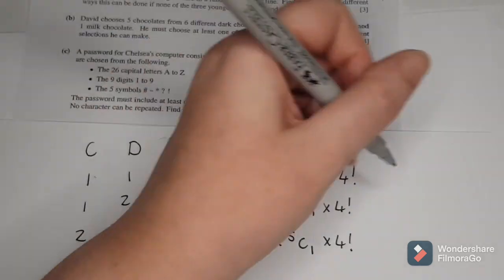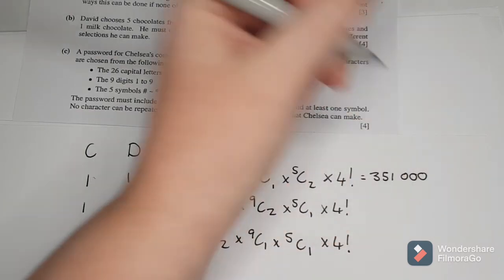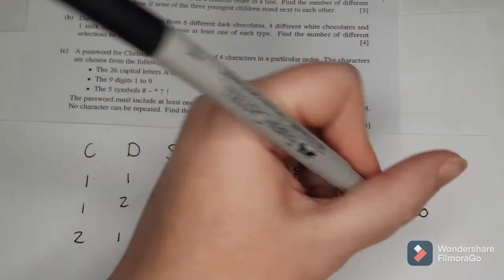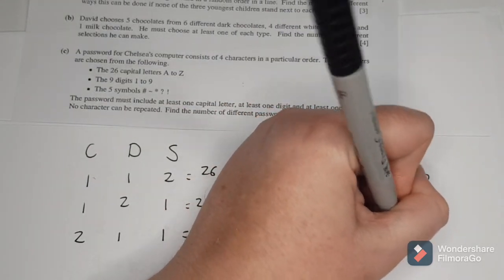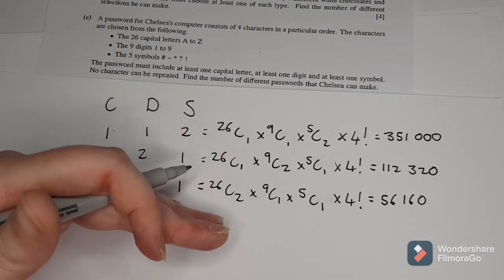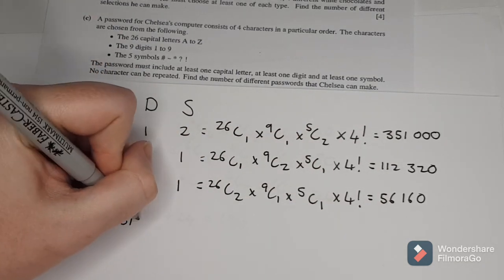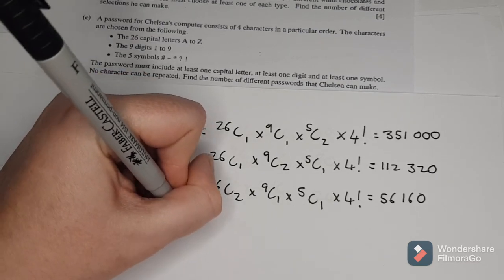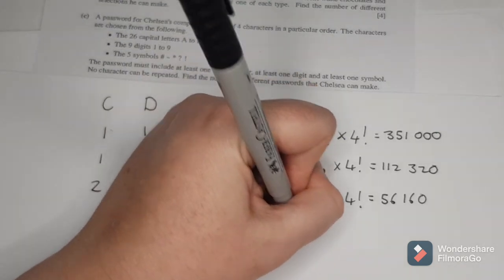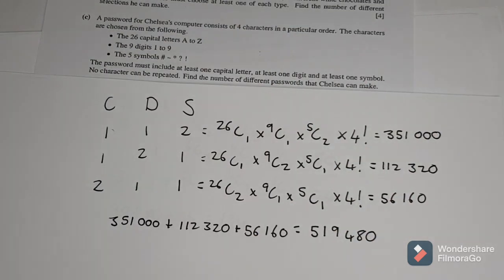So if you type that in your calculator, you get 351,000. The next one, we get 112,320. And the last one, we get 56160. And now because I'm saying this, or this, or this, I'm going to add all of those together. So if I say my 351,000 plus 112,320 plus 56160, I'm going to equal 519,480 as my final answer.